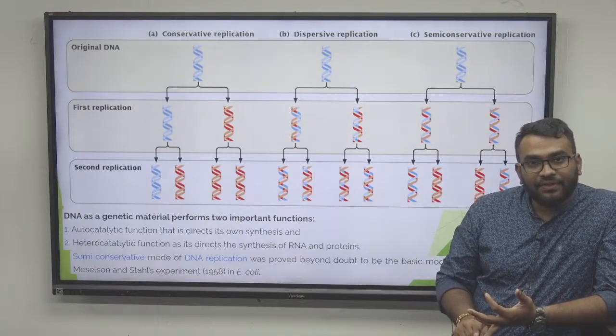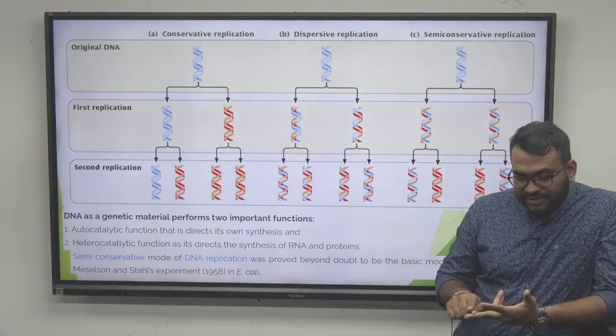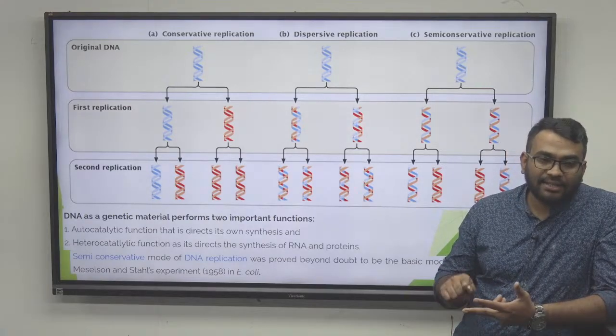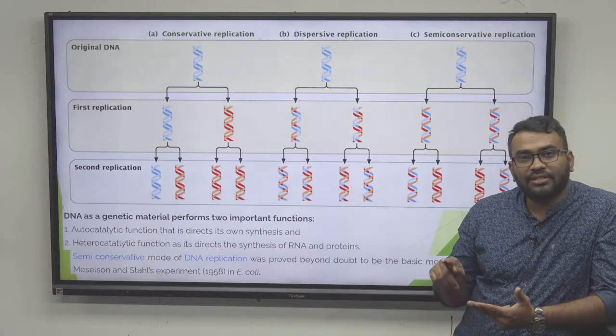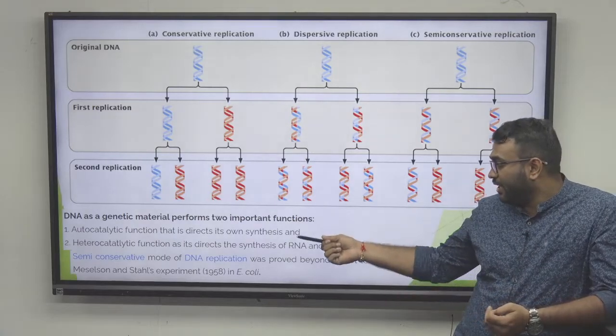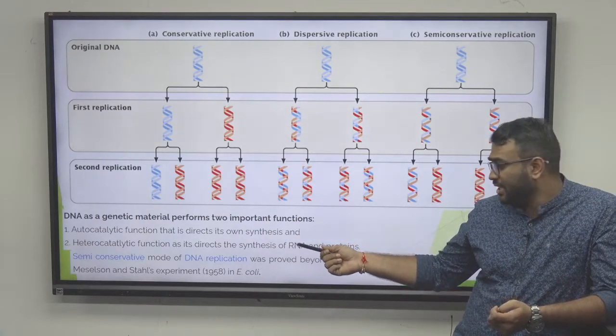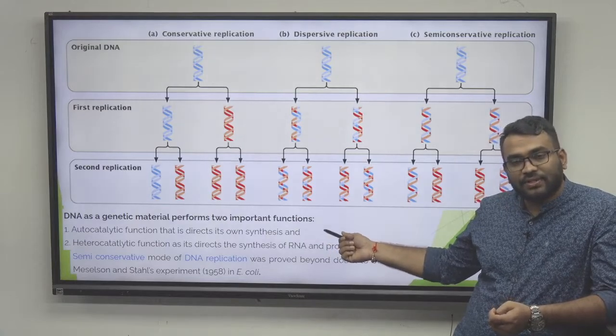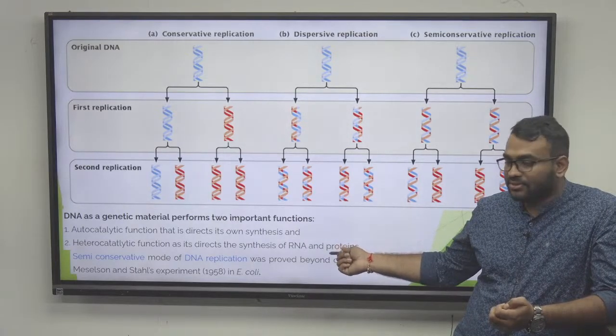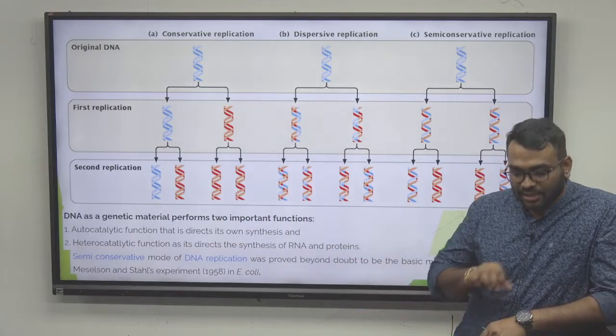The heterocatalytic function: we know that utilizing this DNA, we have this genetic code, and that genetic code is pretty much important for protein synthesis. So the heterocatalytic function says that it is going to give directions for the synthesis of RNA and protein synthesis. So these two are the important functions.